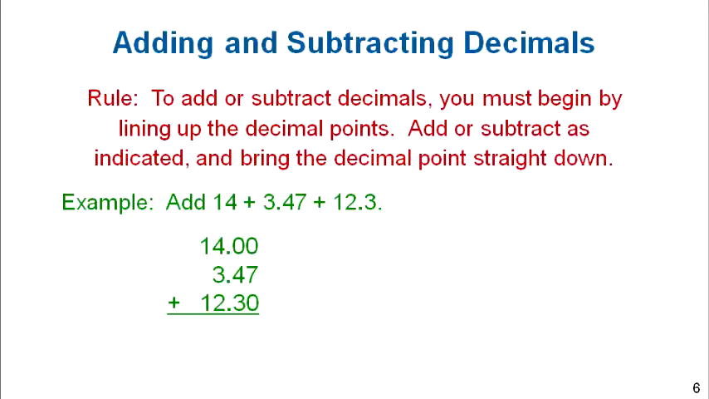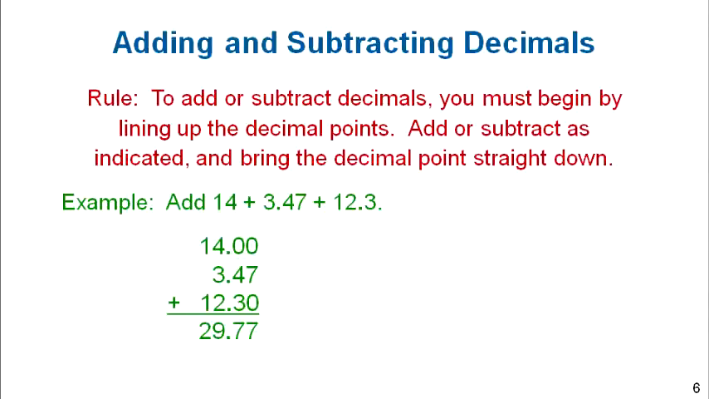Note that, as I said in slide 4, I can add the decimal point and 2 zeros on the end of the 14 without changing the value of the number. Also note that, as I said in slide 5, I can add a 0 on the end of the 12 and 3 tenths without changing its value. Now we can add like we normally would, bringing the decimal point straight down.